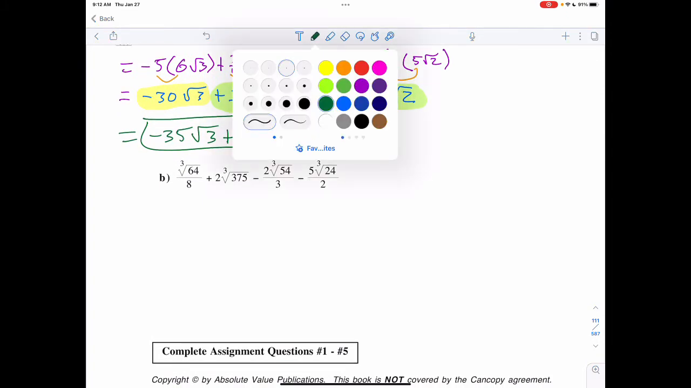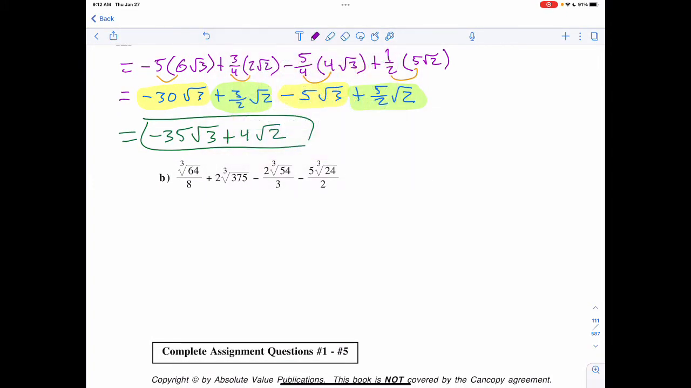When I get to the next example, same process, I'm just dealing with cube roots in this case. So the first one I can simplify. The cube root of 64, actually, it's just a perfect cube. That's going to be 4/8.